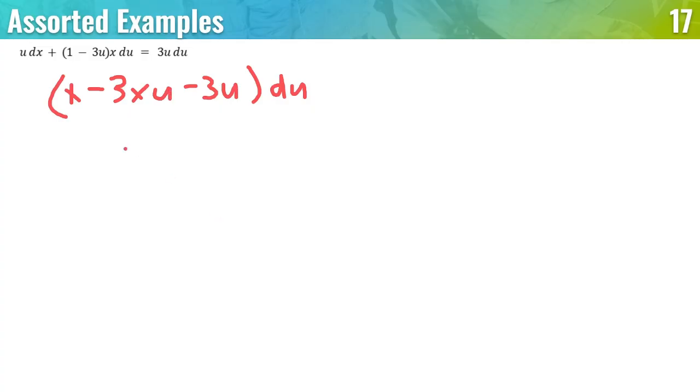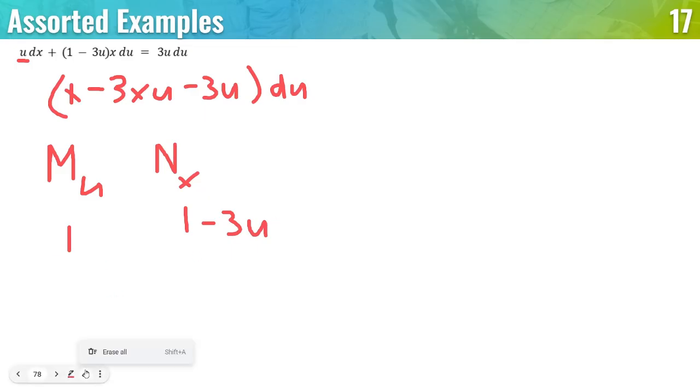Okay, so now that we're here, this one is our M. Since the other variable is not y, we have to use u. So M with respect to u, and then N with respect to x. M with respect to u is going to be just 1, and N with respect to x is going to be 1 minus 3u. Yeah, just 1 minus 3u. As you can see, it's not the same, so it's not exact either.